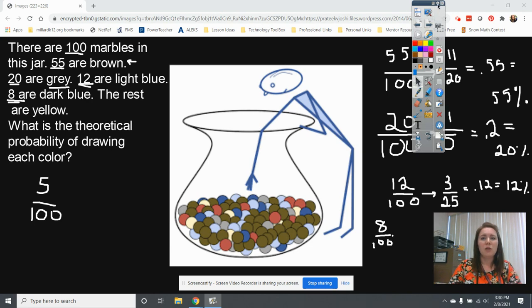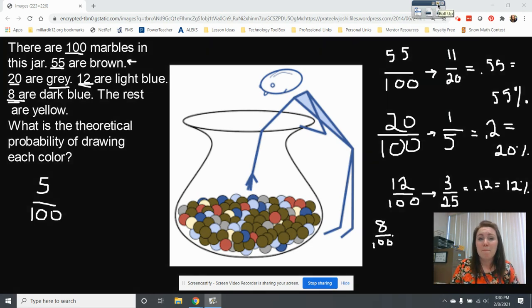I should say theoretical because in theory, that's what we expect is going to happen. In reality, we could draw 5 times and every single time we could get a yellow marble. Very low chance of that, right? A 5% chance of that happening. But heck, it could totally happen. But in theory, we don't expect it to.